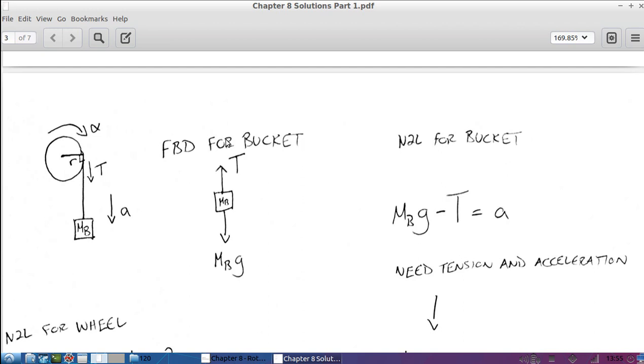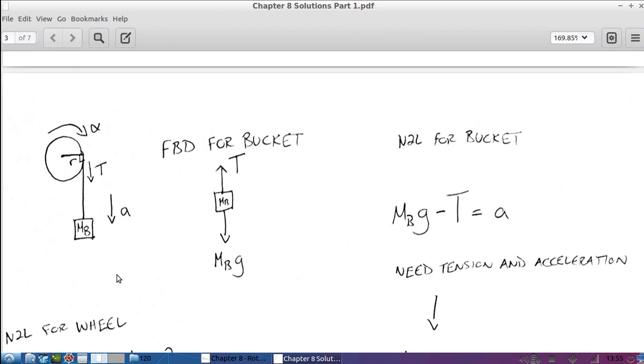I use this free body diagram so I can write Newton's second law for the bucket. Now, if you notice, I wrote the gravity as positive and the tension as negative. There should be a mass of the bucket right here. Sorry, that's a typo on my part, so I'll go back in there and fix it. That's the mass of the bucket. So this is Newton's second law for the bucket, from my free body diagram.